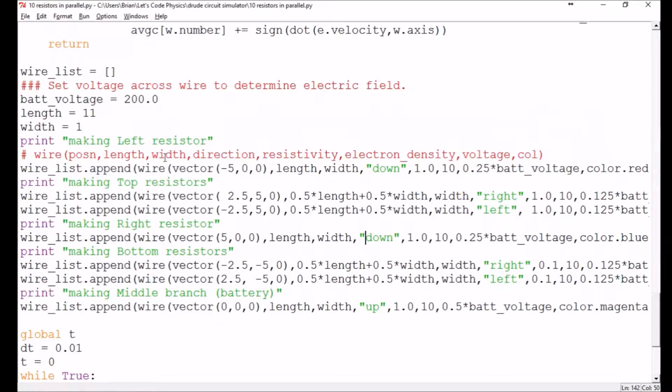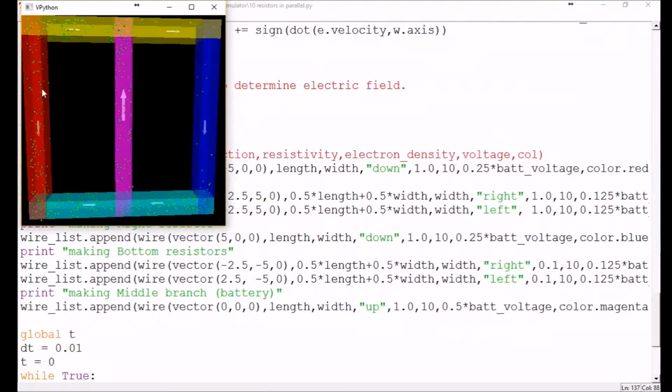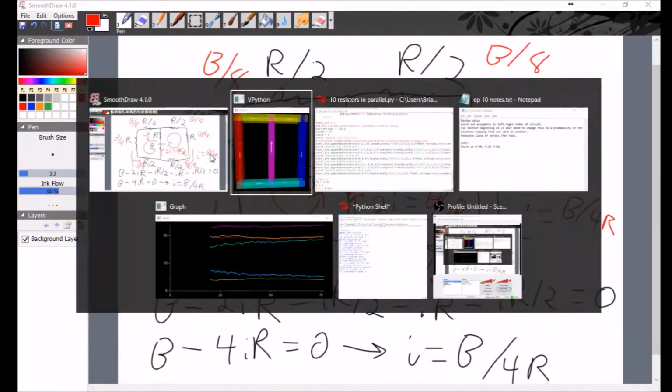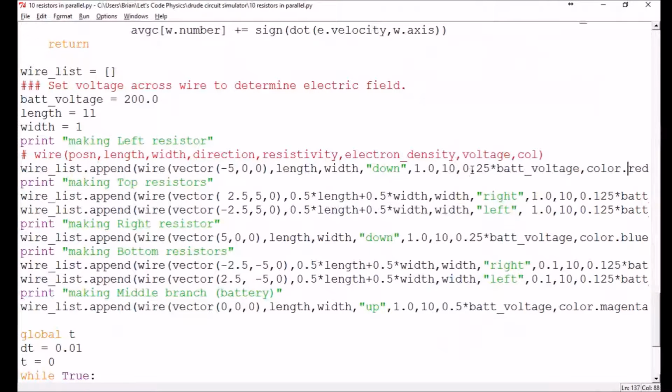So let's see, we've got our left resistor, the one in red. Over here we've got our one in blue, so that according to this is supposed to have B over 4. So my red and my blue should both have a quarter of the battery voltage, and lo and behold they do. Cool. My top and bottom wires are supposed to get an eighth of the battery voltage. There's an eighth, there's an eighth, there's an eighth, there's an eighth. You can think of those as adding up to a quarter because they're each half the length of the other ones. And then finally, the middle one with the battery is supposed to get half the battery voltage, and there we go.